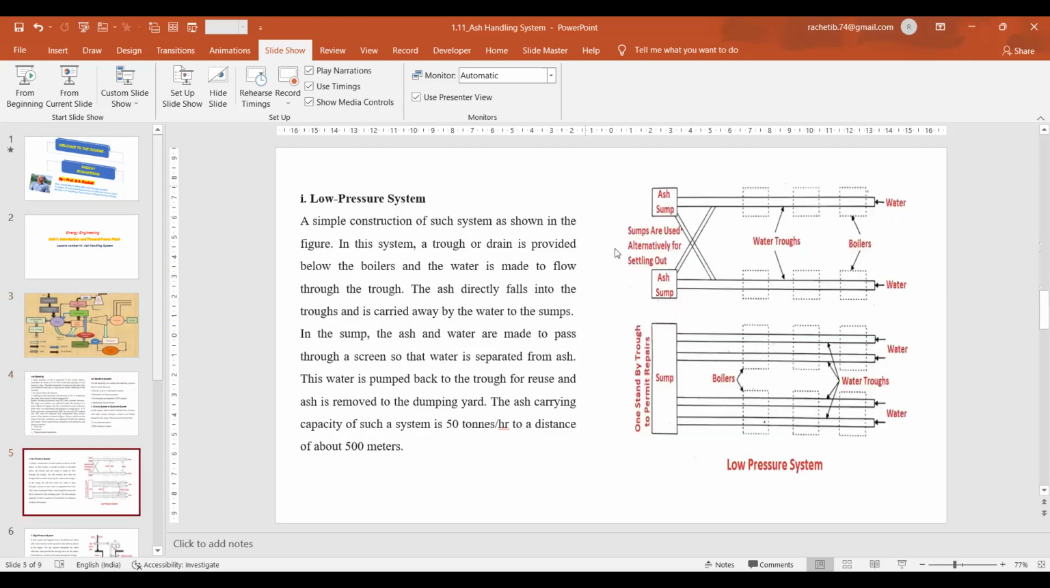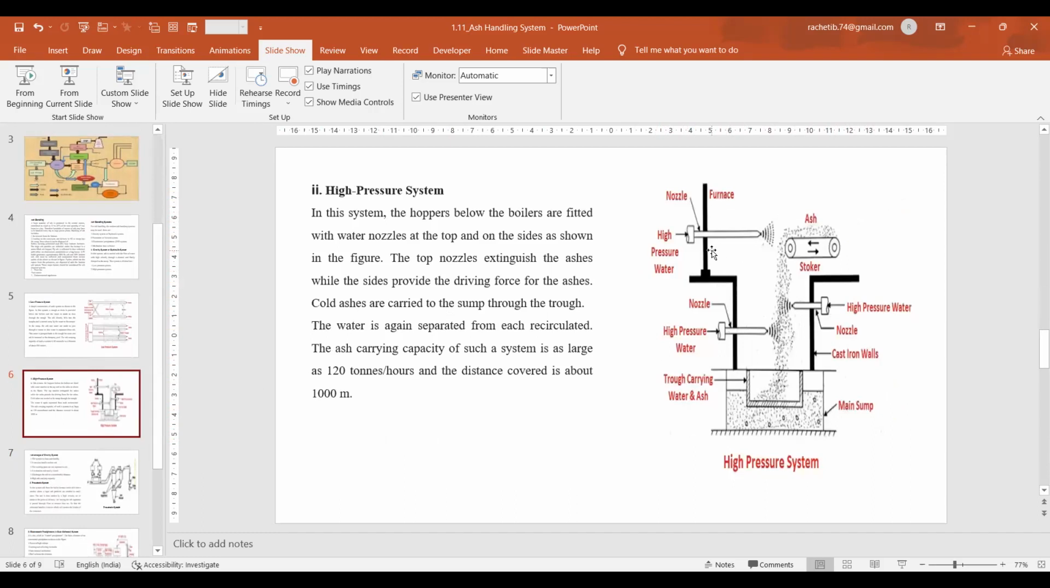Low pressure system: these are the troughs, water troughs. After combustion, the burnt ash, or you can say gas, falls down on the water trough from the furnace and is collected with the help of a high velocity water jet to the ash sump. There may be 2, 4, 6 water troughs used in the low pressure system. In the low pressure system, water pressure is comparatively lower than in the high pressure system.